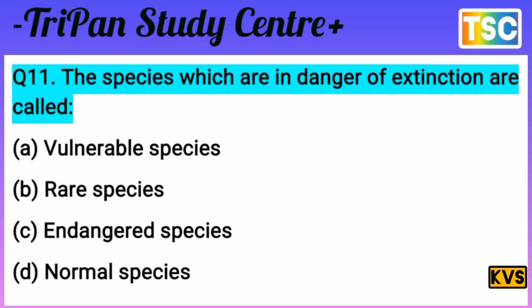You must have thought of your answer. Let's see what our answer is. This question is important. Option A, vulnerable species, is nothing here. Rare species is not the applicable answer to this question. Normal species is nothing here. The species which are in danger, you know, danger means option C, endangered species. That's the important answer. C is here, endangered species. The species which are in danger are called endangered species. The answer is C, and that is a good answer.